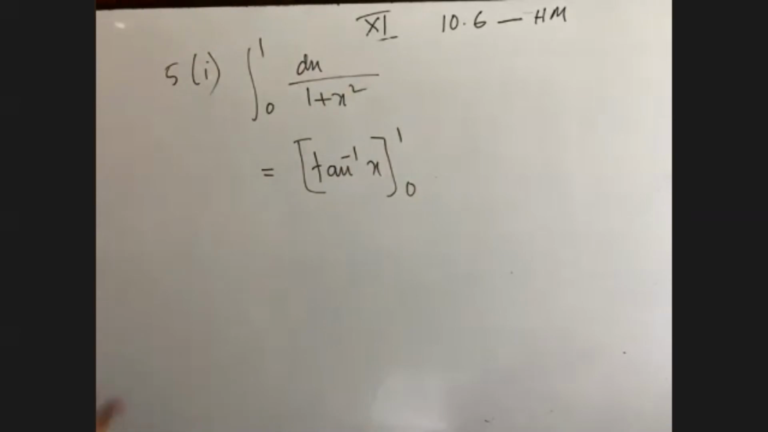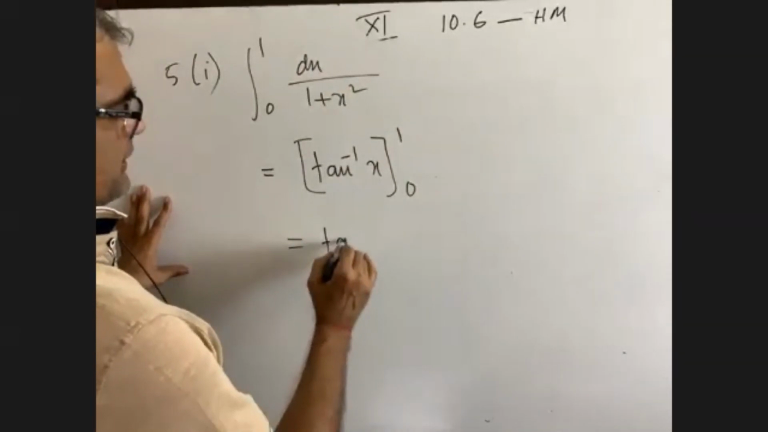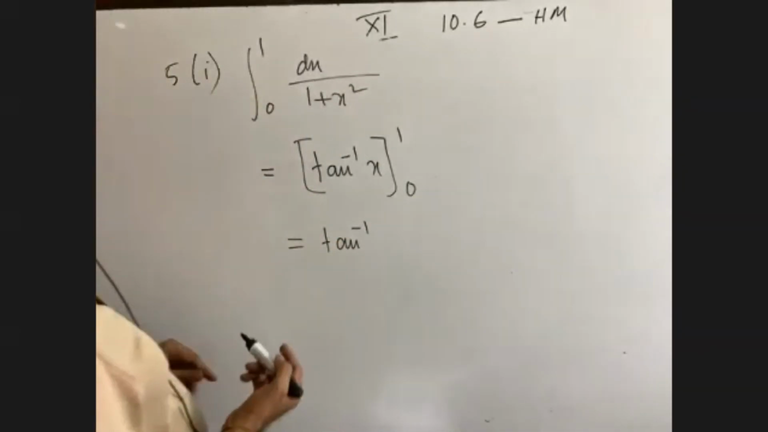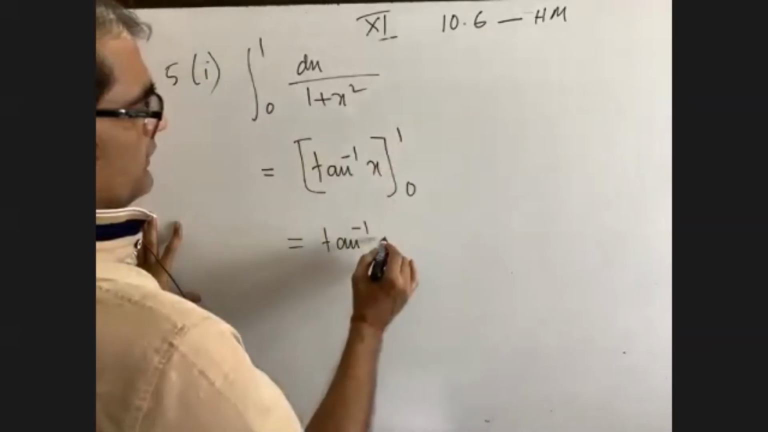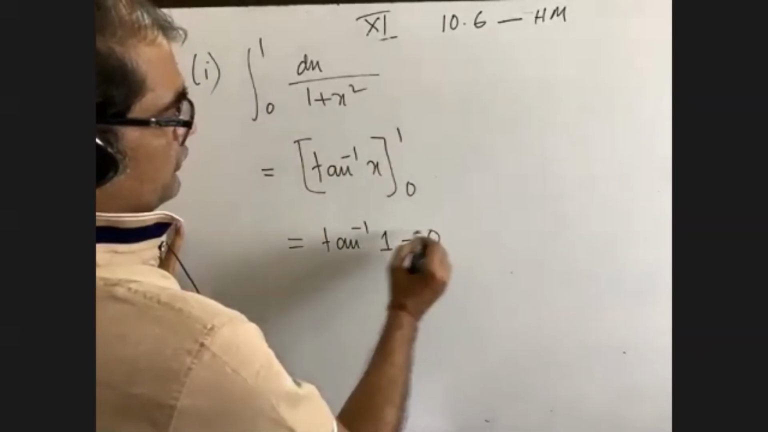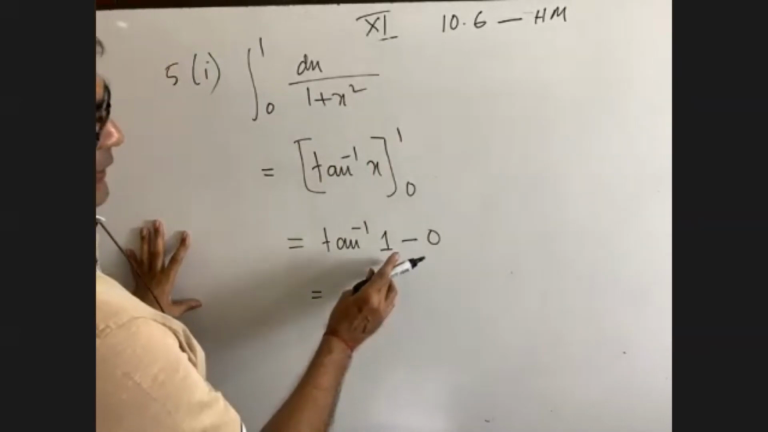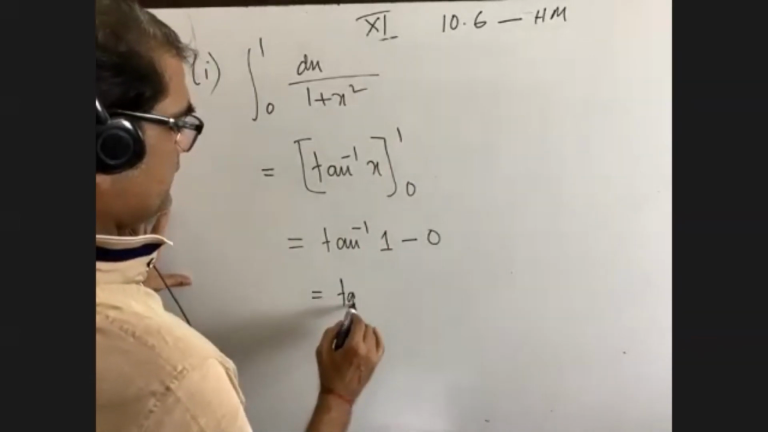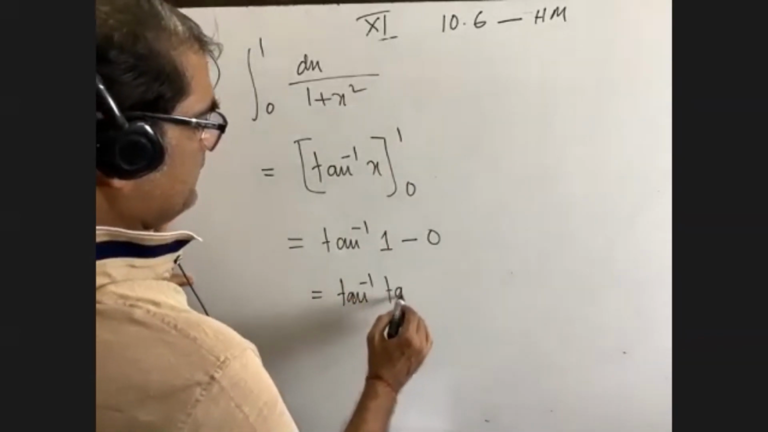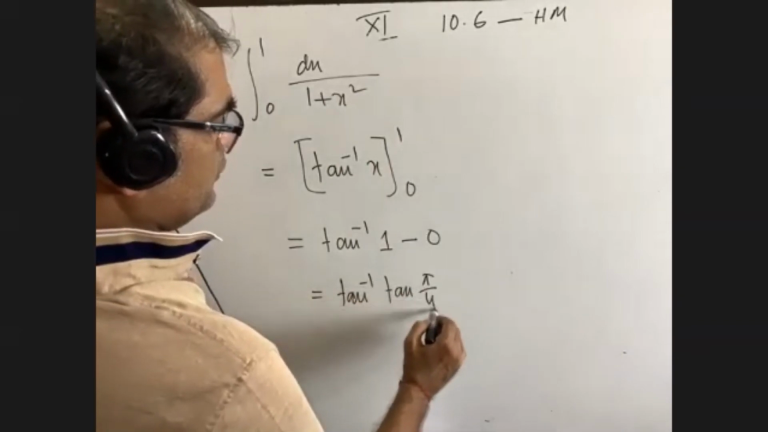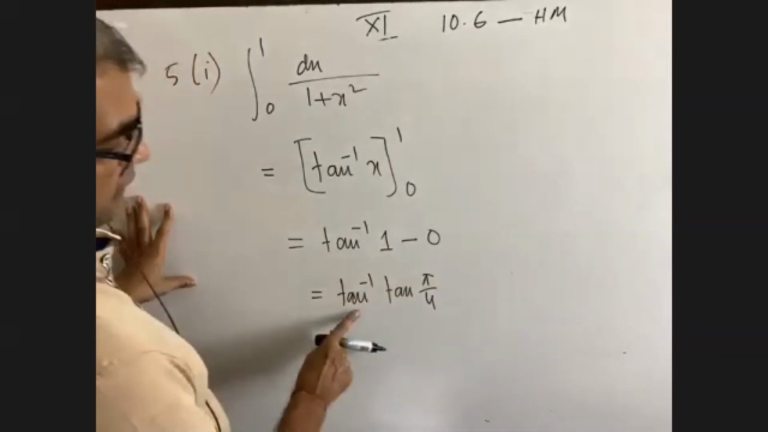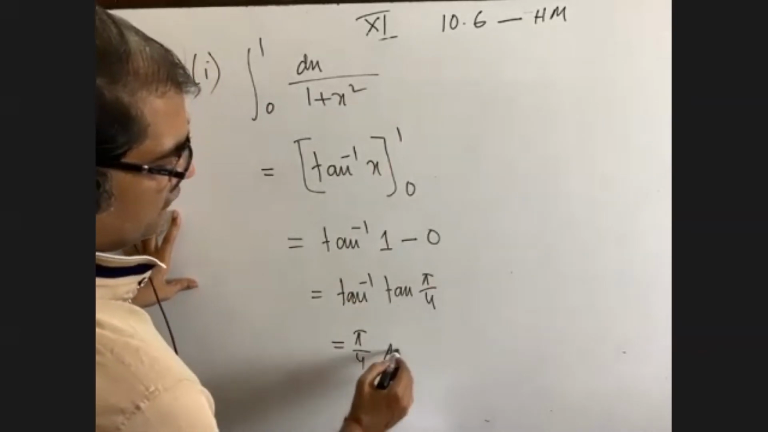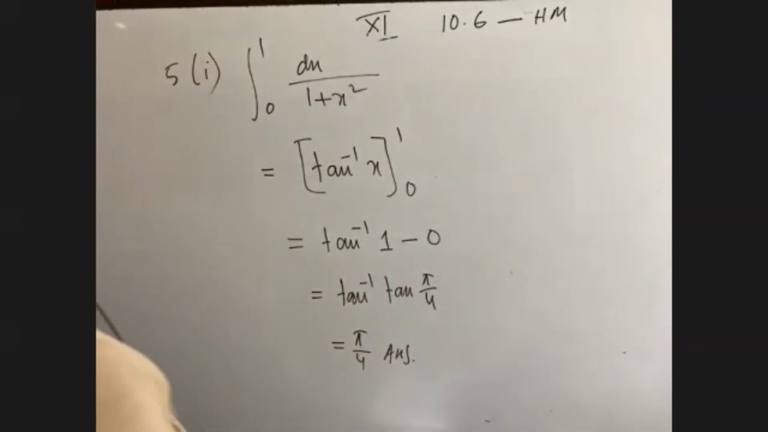Now you put the value of x. Tan inverse x equals what? Tan inverse 1 minus tan inverse 0. So tan inverse 1 is what? 1 means what? Pi by 4. Tan inverse tan pi by 4 minus 0, no need, so this will be omitted. So we are left with only pi by 4. It is our answer.